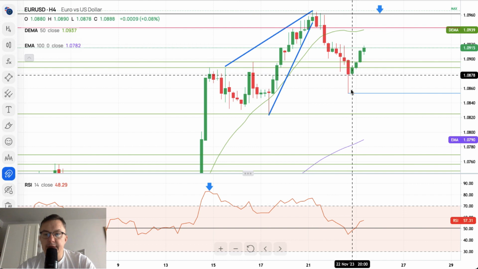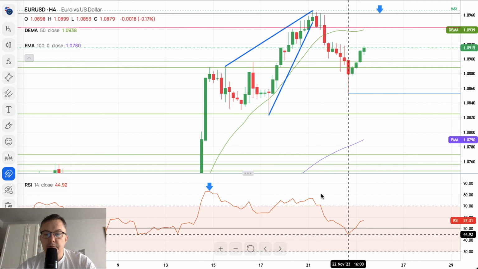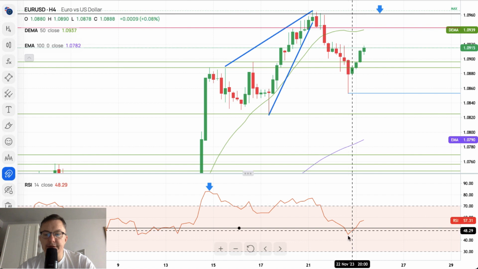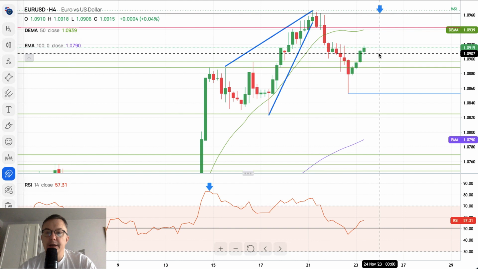We have the nice pullback from the highs as the bearish divergence has been done. Momentum dipped towards the level of 44 points. Now we are back above this level again. So the momentum is kind of strong, but it's definitely positive. 57 points right now, just ahead of the data release.